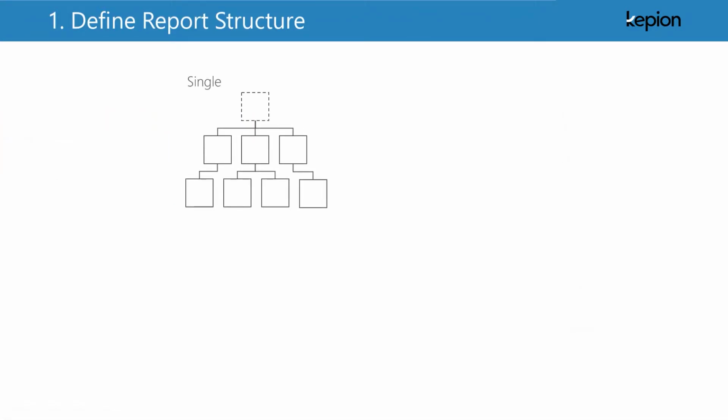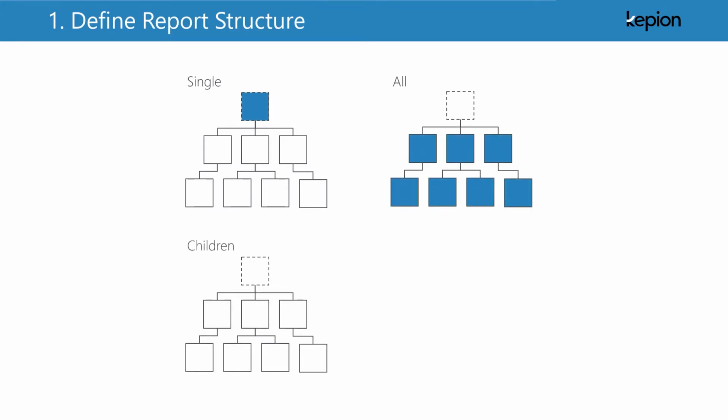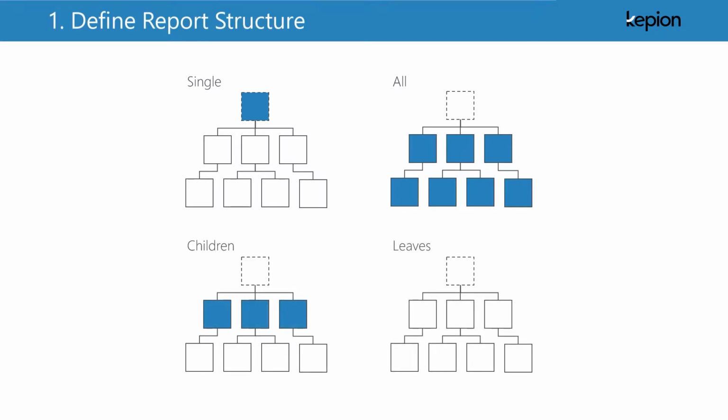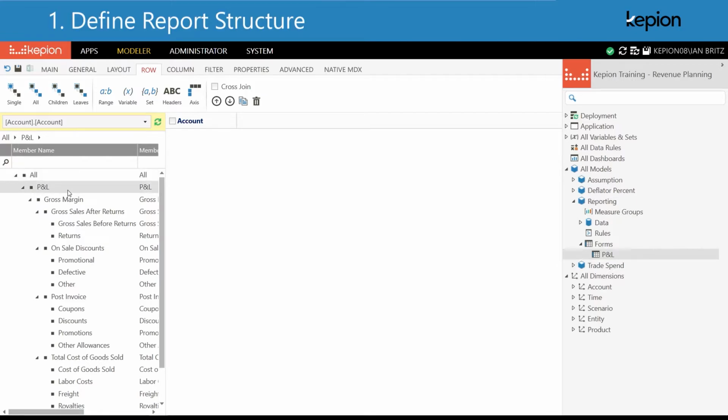Clicking single will bring in only the selected member. All will bring in all the descendants of the selected member. Children will bring in just the members on the next level of the hierarchy, and leaves will bring in all the members on the lowest level of the hierarchy.